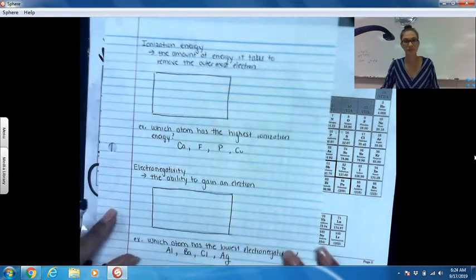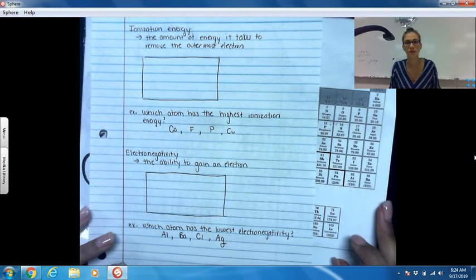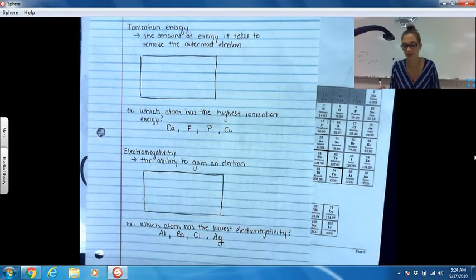Second trend, ionization energy. Ionization energy is the amount of energy it takes to remove an outer electron. We can have the first ionization energy, second ionization energy, and you can go on and on. So the first ionization energy is just the first electron to come off. Second is the second electron to come off. Third, fourth, so on and so forth. But we're really going to focus on that first ionization energy.